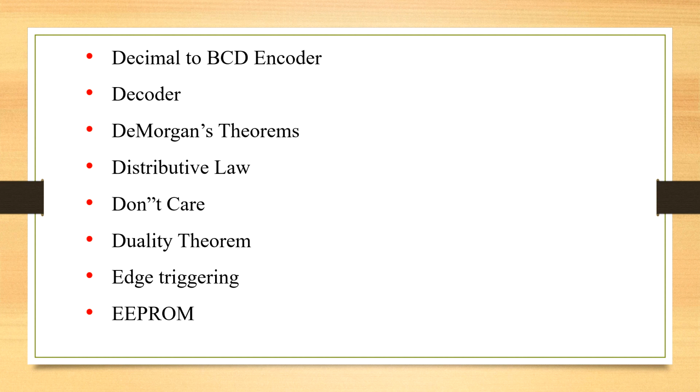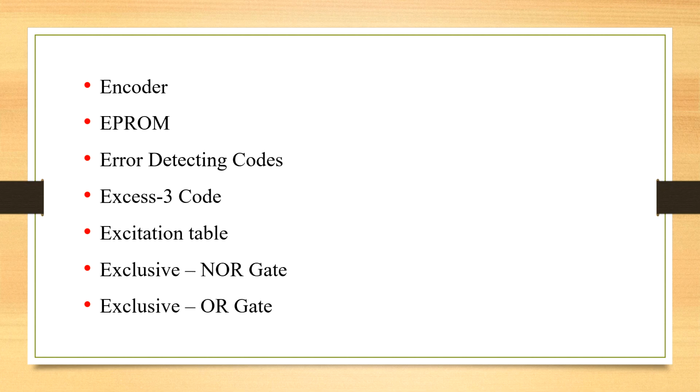Next one, edge triggering. The term edge triggering means that the flip-flop changes state either at the positive edge or at the negative edge. The positive edge is also called a rising edge and the negative edge is also called a falling edge of the clock pulse and is sensitive to the inputs only at this transition of the clock. Next is EEPROM. It is an electrically erasable programmable read-only memory.